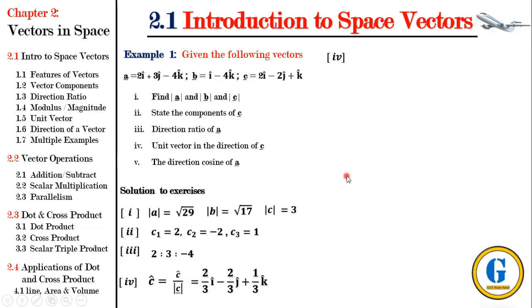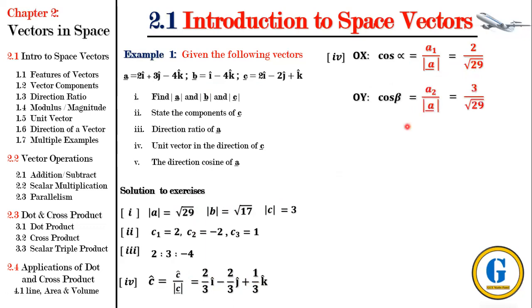Now to find the direction cosines of A, we already have the modulus of A to be root 29, right? So for the direction cosines, for the OX, we have cos alpha equal to A1 over the modulus of A, and that will be equal to 2 over root 29. Cos beta will be equal to A2 over modulus A, which is equal to 3 over root 29. And cos gamma will be equal to A3 over modulus A, which is equal to -4 over root 29. So you can see that the example is pretty simple, right?